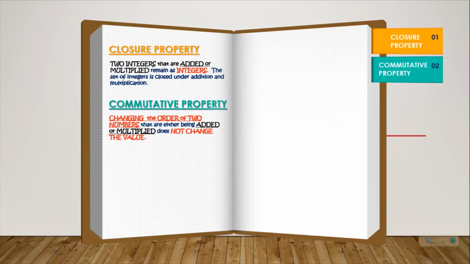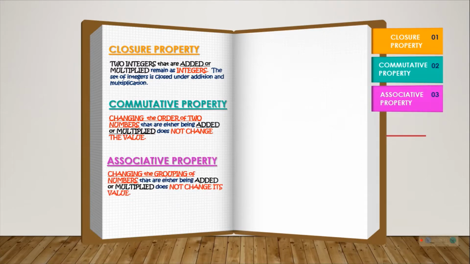The second one is commutative property. Changing the order of 2 numbers that are either being added or multiplied does not change the value. The third one is associative property. Changing the grouping of numbers that are either being added or multiplied does not change its value.